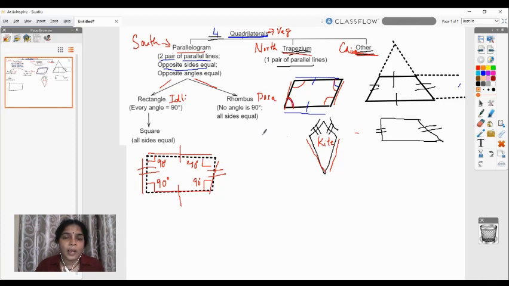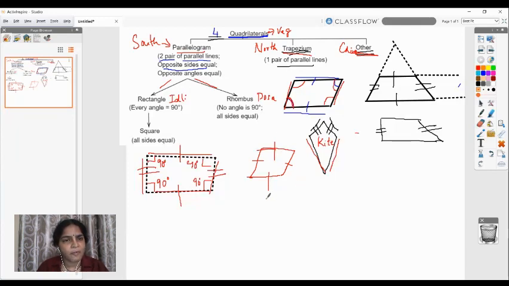Now, what if not every angle is 90 degrees, but all sides are equal? This rhombus has all the qualities of a parallelogram. That means we have a parallelogram, but not only opposite sides are equal, all sides are equal. Not only one pair of lines is equal, all sides are equal.